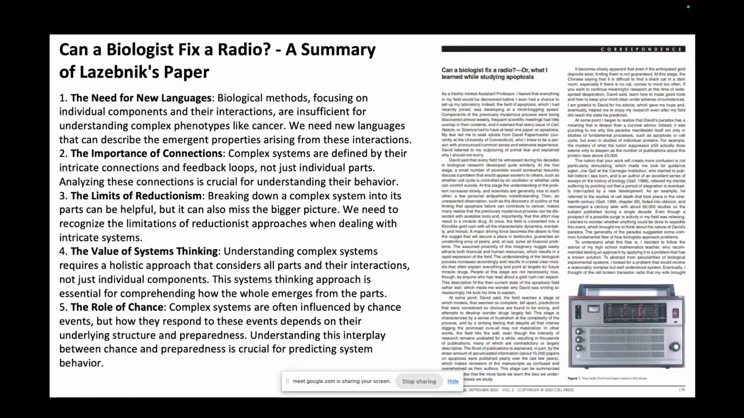Understanding the individual components is not enough. You need to look at the system as a whole, how it is behaving. And that is the point made by the value of systems thinking, which basically tells you that the interactions are important.